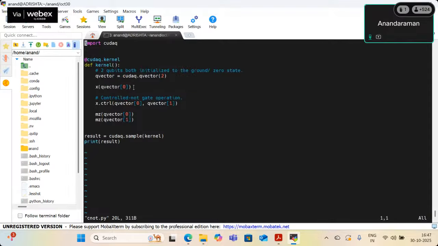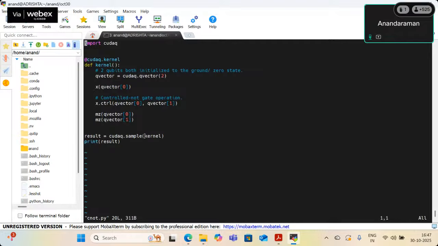For the qubits, that is qvector of 0 and qvector of 1, we are applying an X gate, Pauli X gate, on qubit 0, and then creating a CNOT gate, controlled NOT from 0 to 1, and then we are measuring qubit 0 and qubit 1. We are measuring on the z axis, mz. You can measure on mx, my, or mz. The result we are writing with cudaq.sample. You can sample it, run it, or observe it. There are three different functions. So we are sampling it. By default, sample will do 1000 times.